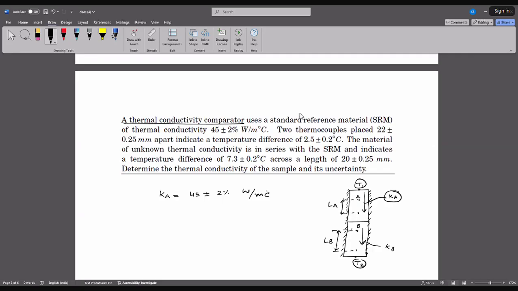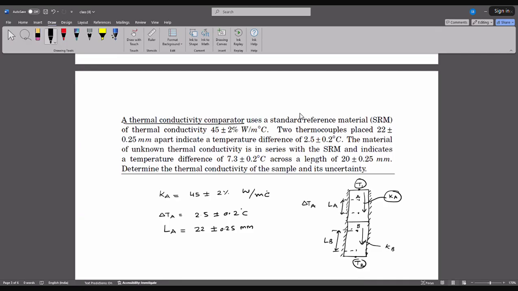Two thermocouples placed 22 plus minus 0.2 mm apart indicate a temperature difference of 2.5 plus minus 0.2 degrees centigrade. So here delta TA is 2.5 plus minus 0.2 degrees centigrade, and LA, the location difference between the thermocouples, is 22.25.